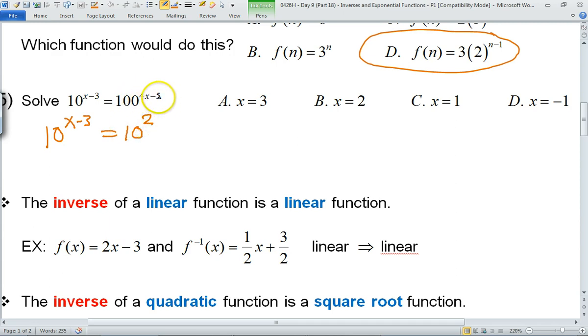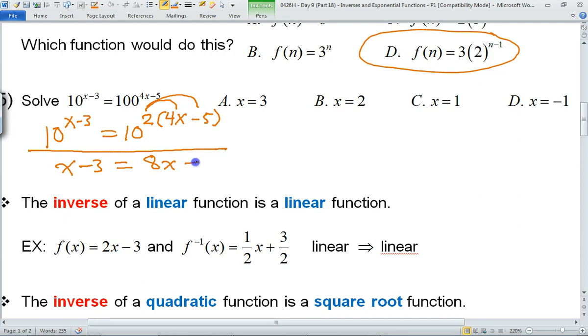What do I do with the 4x minus 5 then? Parentheses, so 4x minus 5, like that. At this point, by logic, I can forget about the tens. I can just say x minus 3 must equal, and I'm going to go ahead and do the distributive property, 8x minus 10. So this is an equation I can work with.